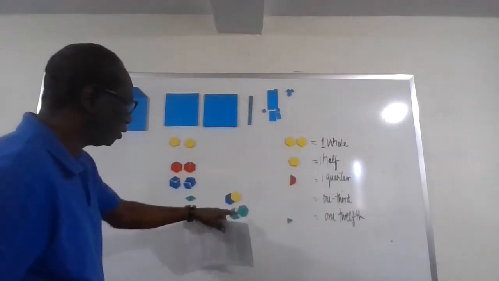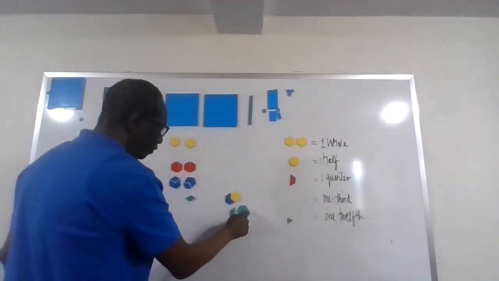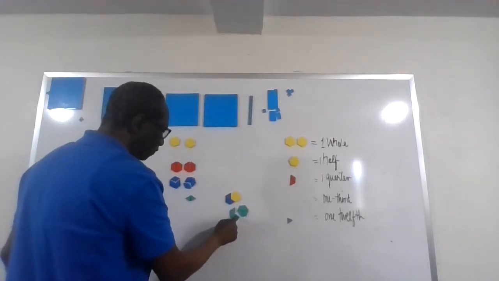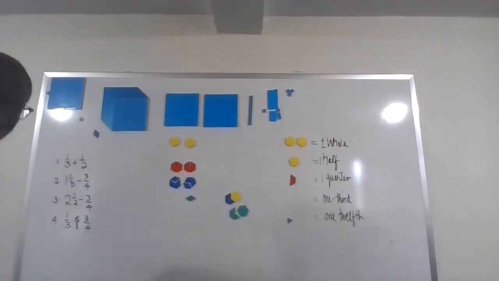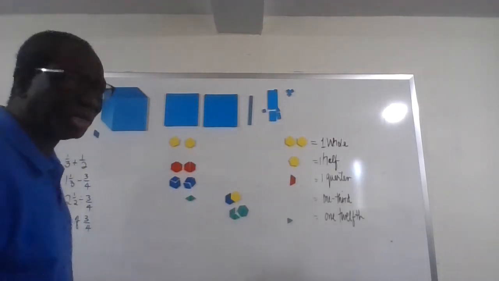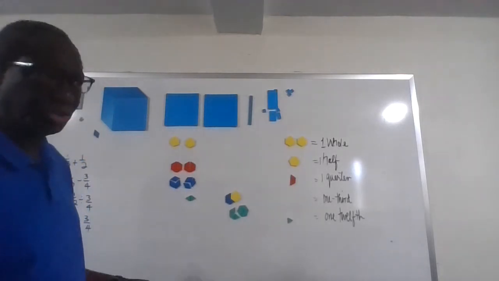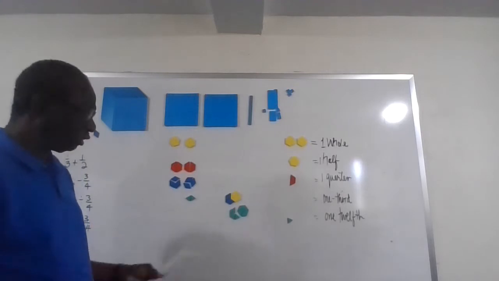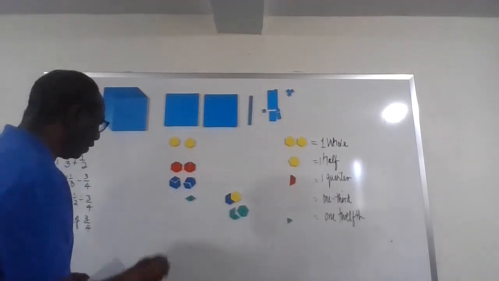1/3 plus 1/2. Look what it gives me. 1, 2, 3, 4, 5, 6, 7, 8, 9, 10. 10 what? 10 twelfths. But you know that 10 twelfths really is a fraction, yes. But we could actually simplify this. Let's see how we could simplify that.